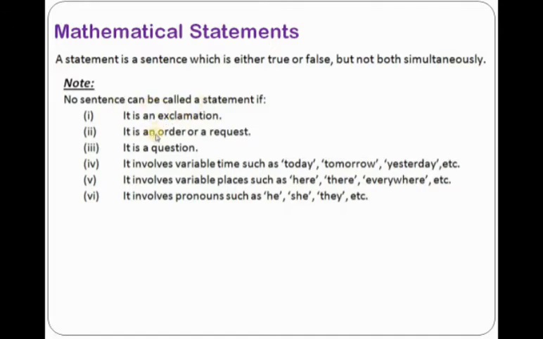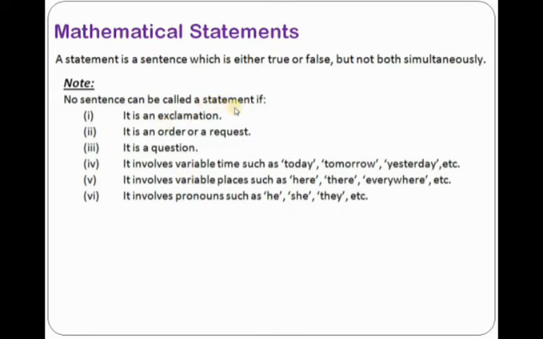If it is an order or a request, if it is a question, if it involves variable times such as tomorrow, today, yesterday, etc. Number 5, if it involves variable places such as here, there, everywhere, etc. And if it includes pronouns such as he, she, they, etc. If a sentence contains any of these six, then the sentence will not be called a mathematical statement.